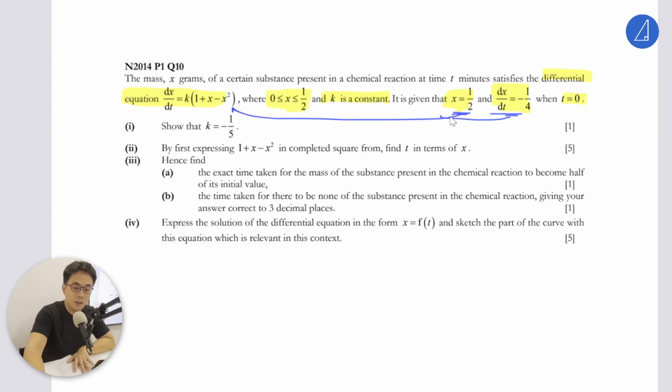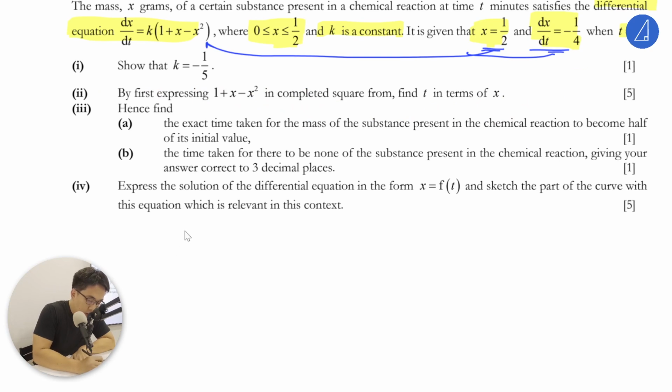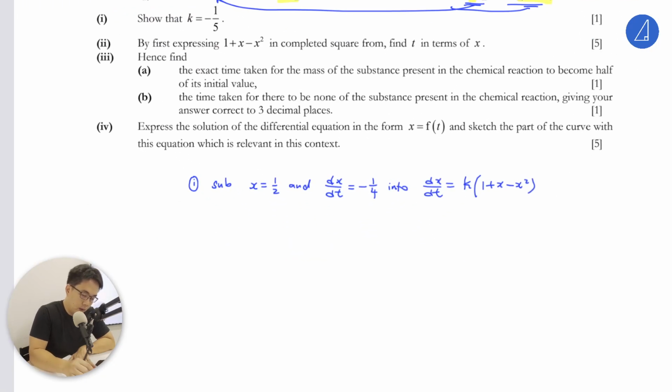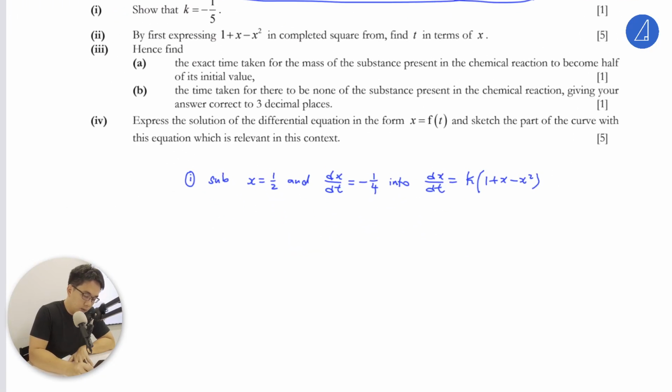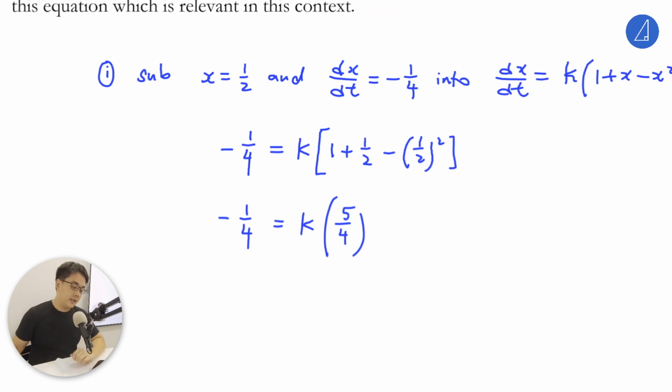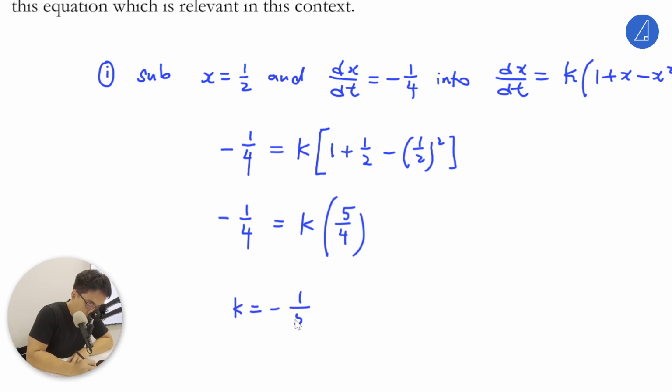So for your k, that's about it. Don't overthink it. It's just 1 mark, so just sub it. Then the next thing, you should get the answer. So you get this as 5/4. Then you will get k equals negative a fifth. Okay, shown. That's it.